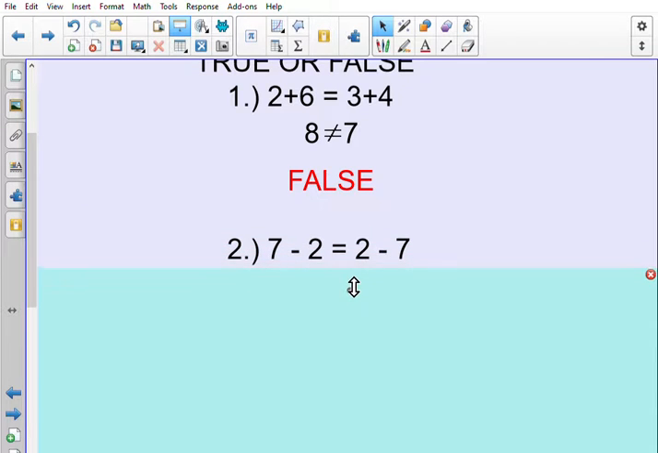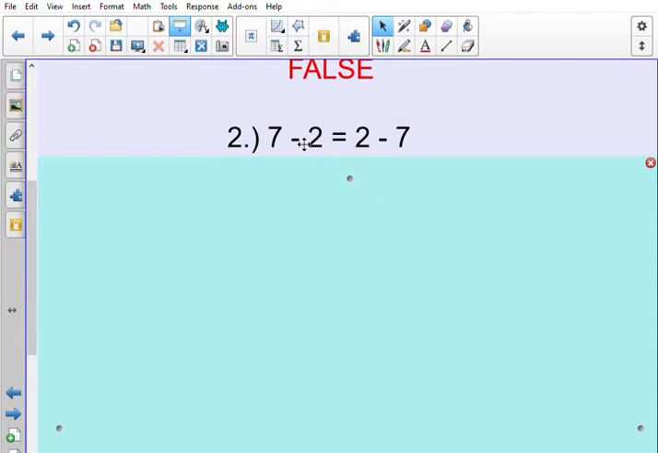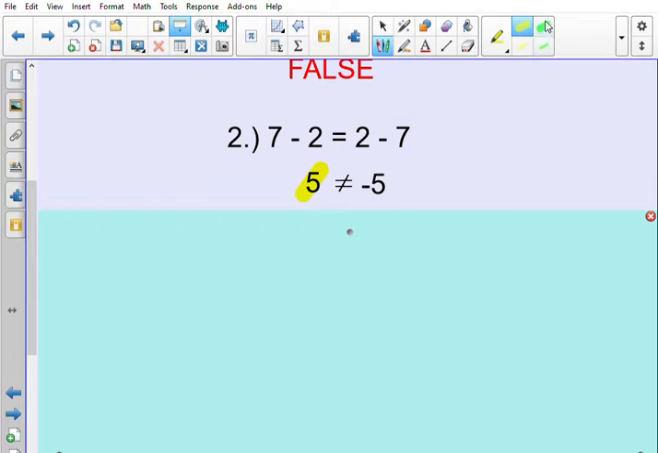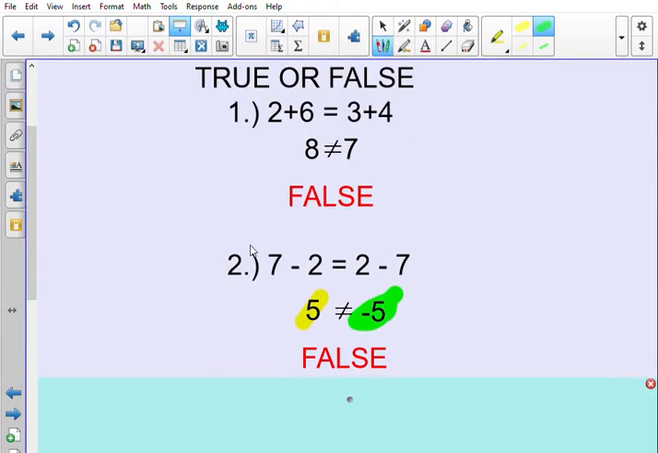On to number 2. Number 2 had 2 minus 7 on the right-hand side, and on the left, it had 7 minus 2. If you're in a rush, you're going to make mistakes on these. 7 minus 2 is 5. 2 minus 7 is negative 5. Now, it's really, really important that we identify the fact that those two are not the same. 5 and negative 5 are not the same. So make sure that you can recognize that. That means that that statement is also false, which brings up a good point.